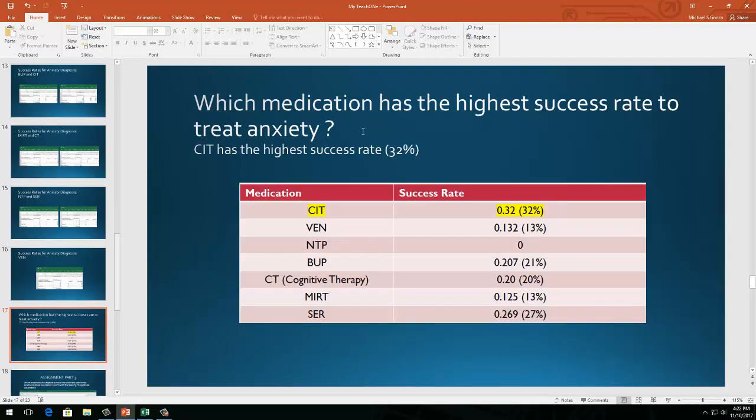So which medication has the highest success rate to treat anxiety? Based on the chart here, with the rounded percentages, rounded decimals, CIT has the highest success rate of 32%.